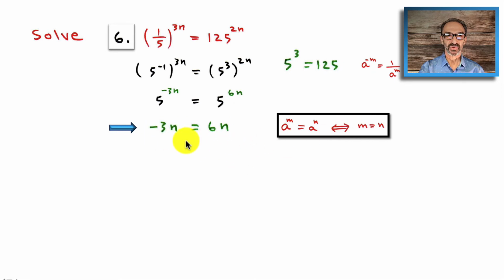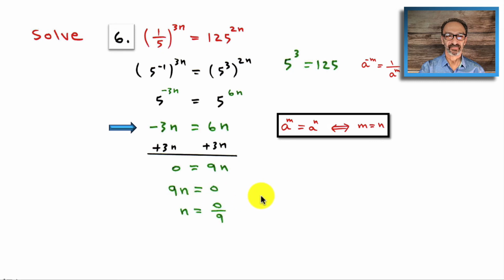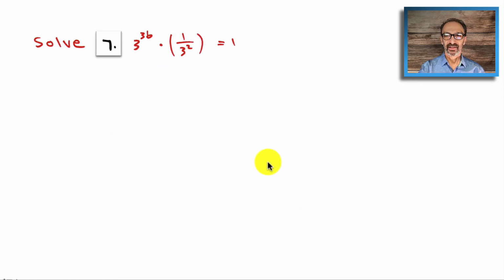Add 3n to both sides. Left side becomes 0, right side 9n. Not 8 or 7. Let's see. Yep, 9n. Divide by 9 to leave n alone. Or rewrite it this way. Now divide by 9. 0 over 9 is 0. Example number 7. Let's move this up.